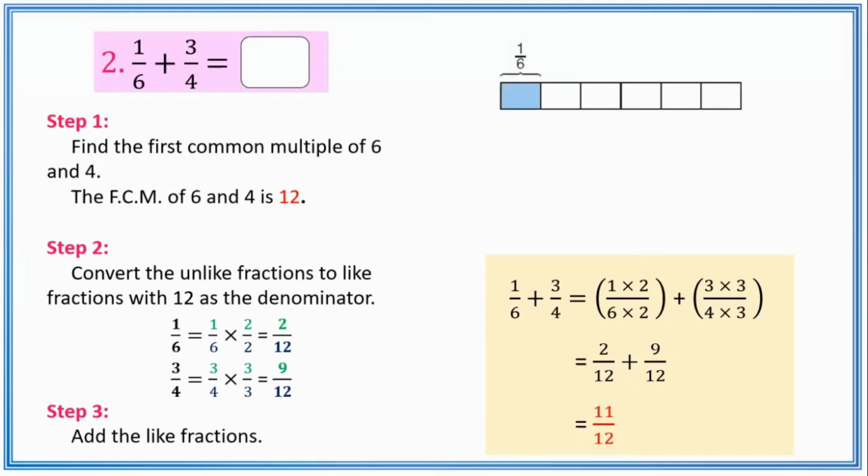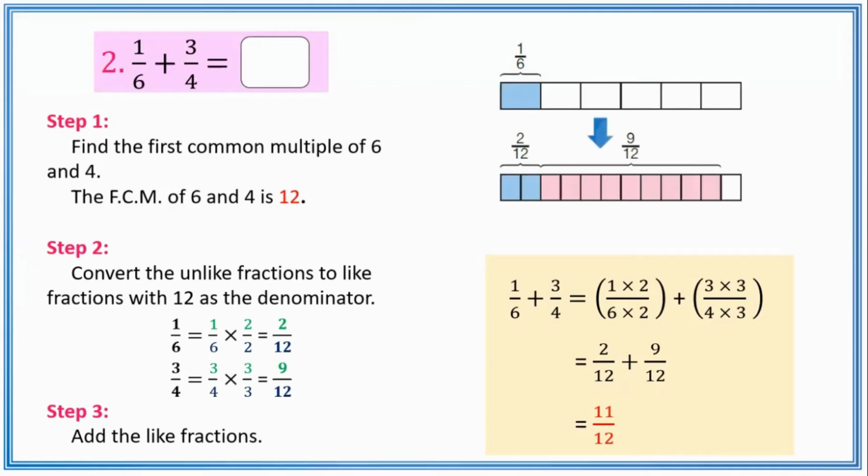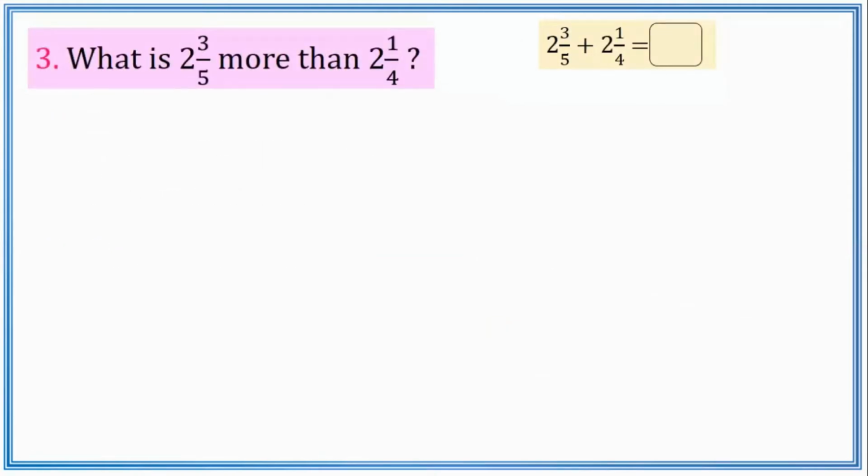So using this illustration, we can check whether our answer is correct. So 1/6 is equal to 2 out of 12, and 3/4 is equal to 9 out of 12. And the answer is 11 out of 12. Is it understood? All right. Let us proceed to the next example.